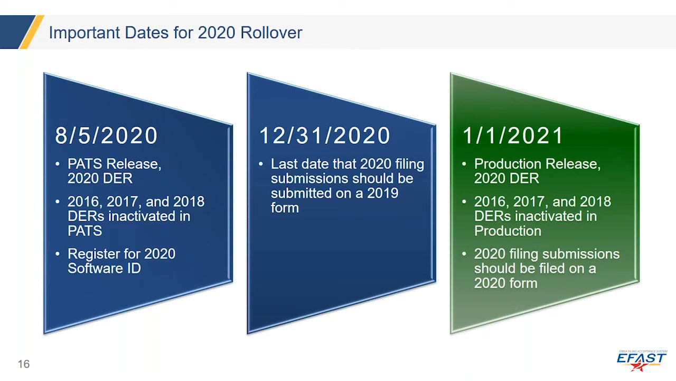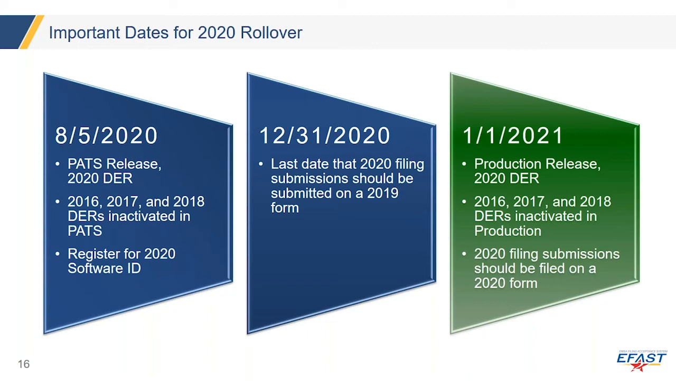Okay, important dates for 2020 rollover. Key dates include August the 5th, which will be the PATS release for the 2020 form version. With this release, the previous form versions will become inactive. For the first time this year, only 2 active form versions will remain, the current form and the new form version.